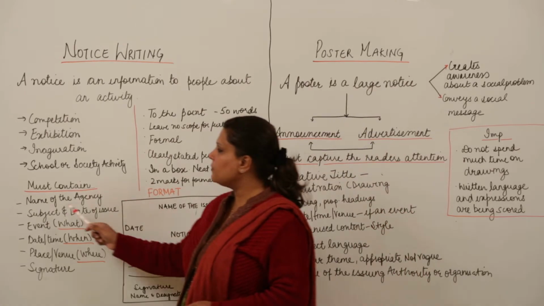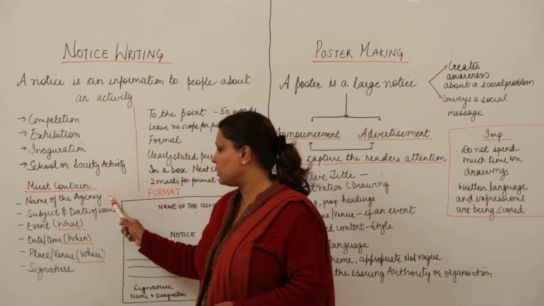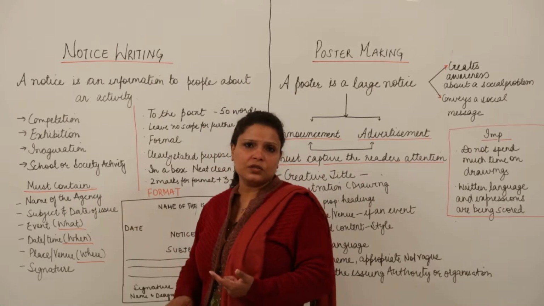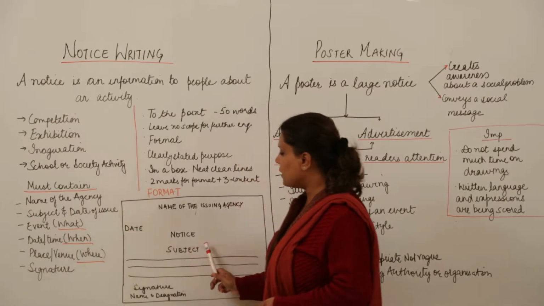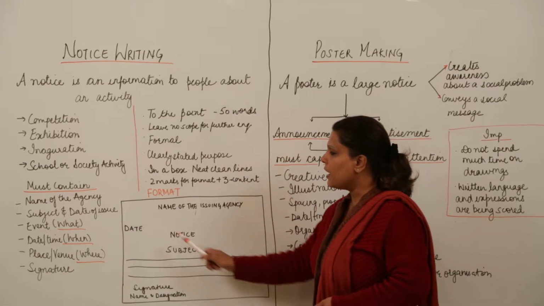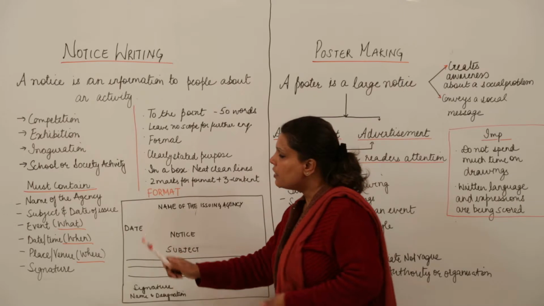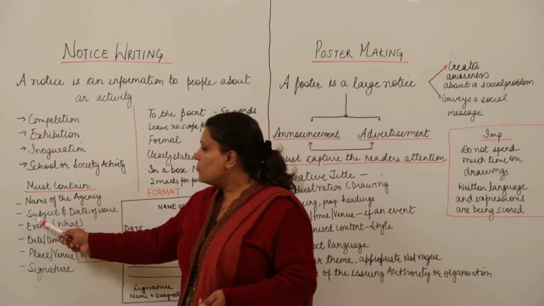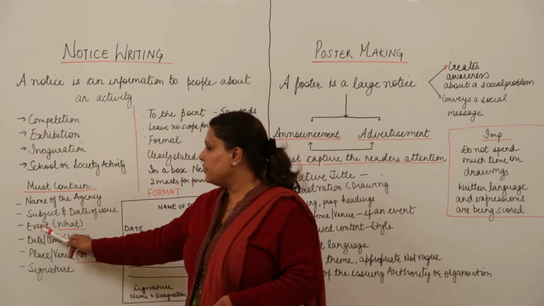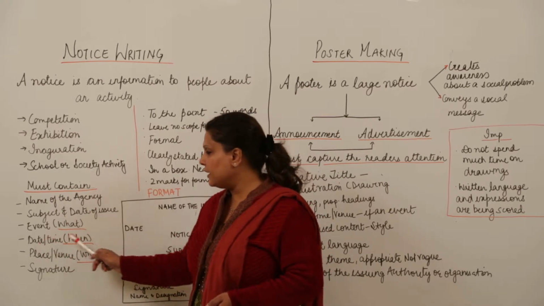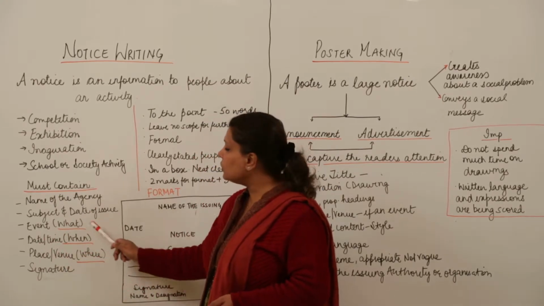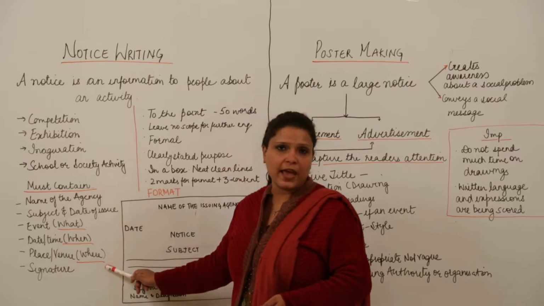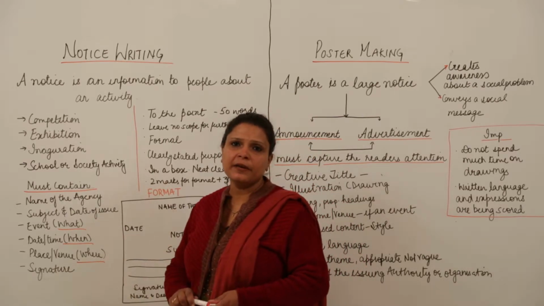Regarding the content, it must contain the name of the issuing agency, the school or the association, and the subject and date of issue. The subject comes after the notice word and date comes here on the left. Then you must clearly write the event, what it is, the date and time, when it is, the place and venue, where it is.